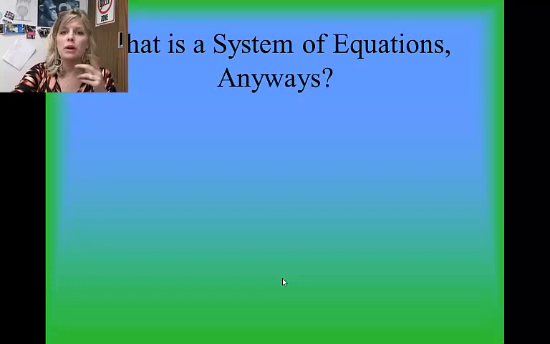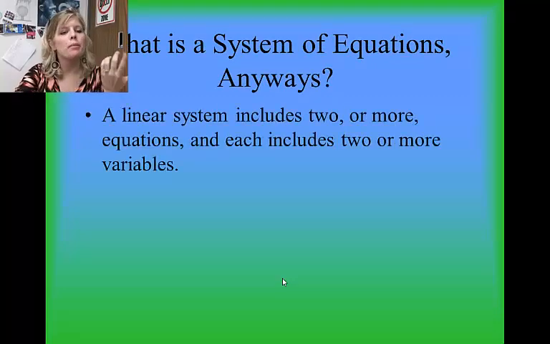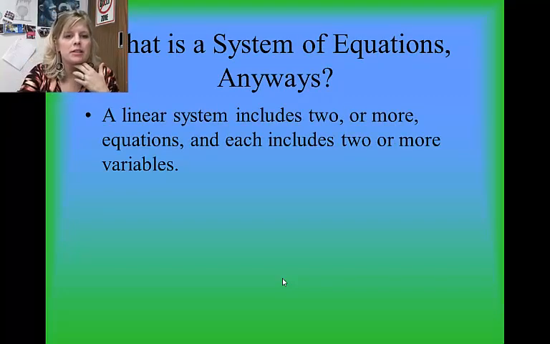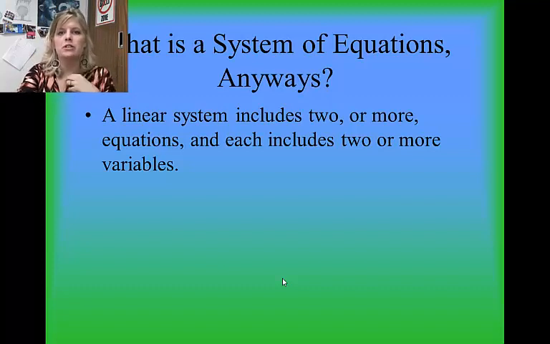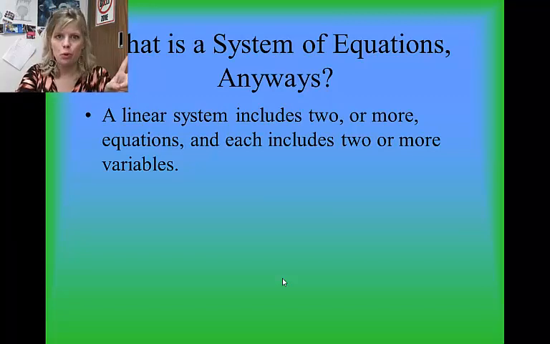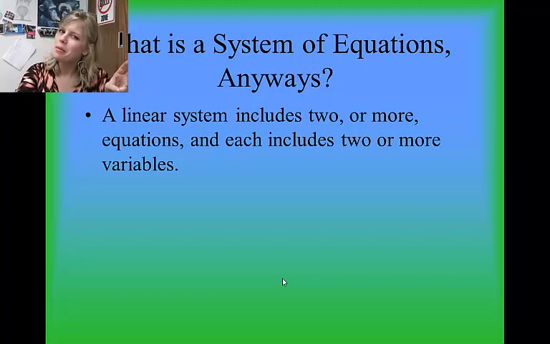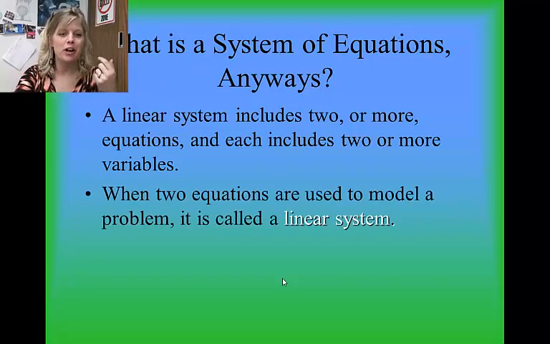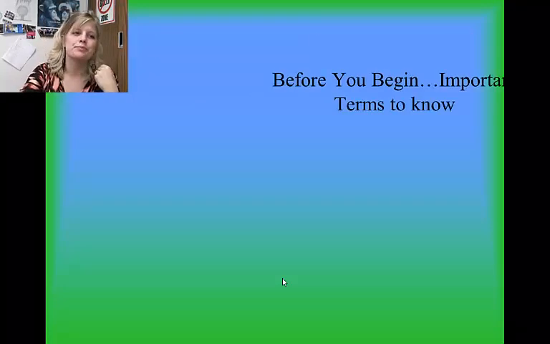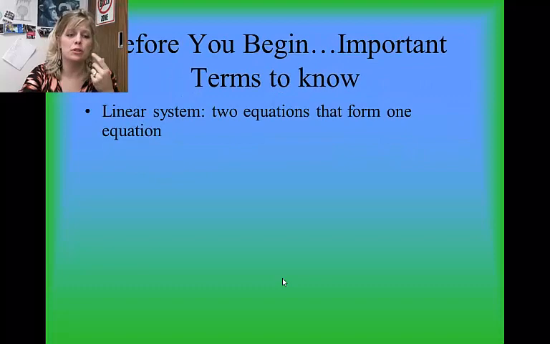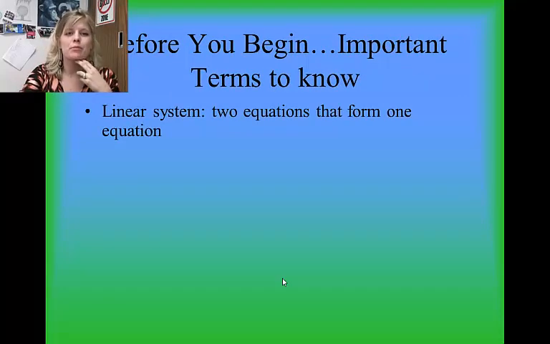Pretty simple. I'm going to be giving you about 4 or 5 examples, 2 of each one, so see how it goes. So what is a system of equations anyway? Reminder, a linear system includes 2 or more equations. For this section, we're only doing 2. In about 4 sections, we're going to have maybe 3 or 4, getting a little tricky. When 2 equations are used to model a problem, we call it a linear system. Some terms you need to know.